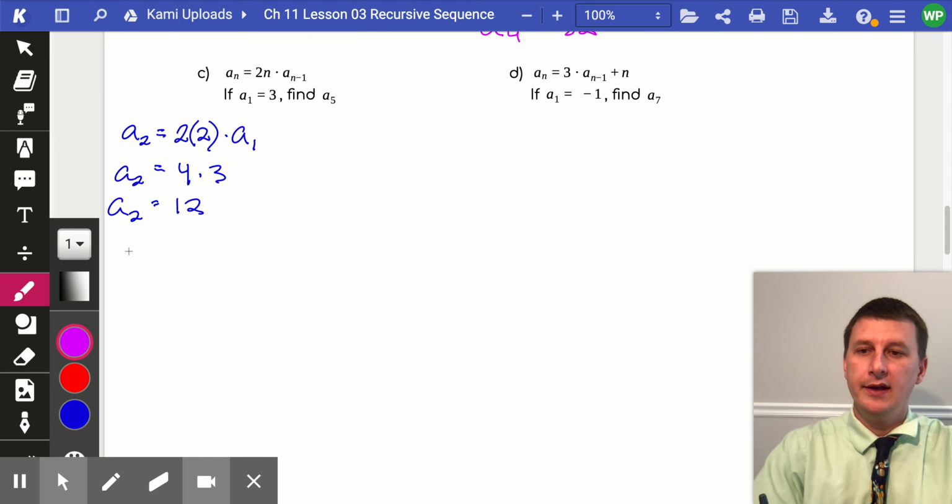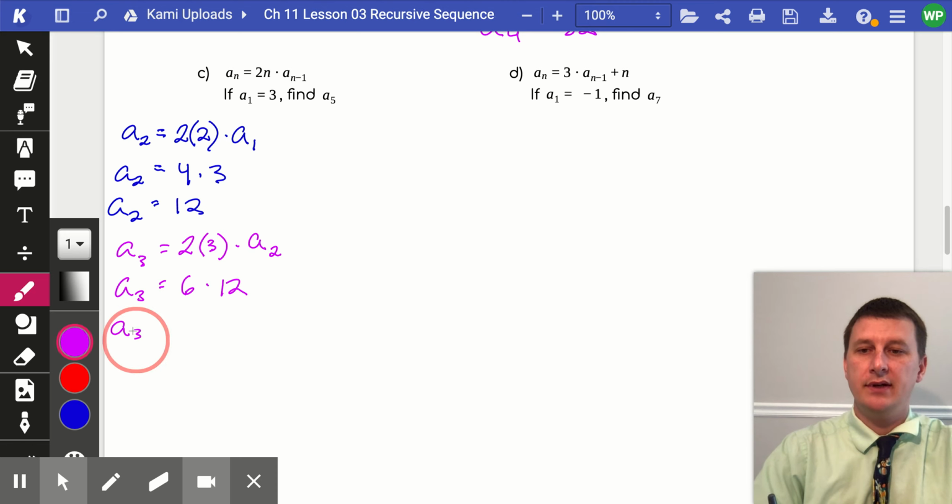All right, ready to go to a sub 3. A sub 3 here, every time we see an n, we put a 3 now. So we're going to do 2 times n, so 2 times 3, times a sub 3 minus 1, which is a sub 2. So a sub 3: simplify 2 times 3, I get 6, times a sub 2, which we just found was 12. We have 6 times 12, which is 72.